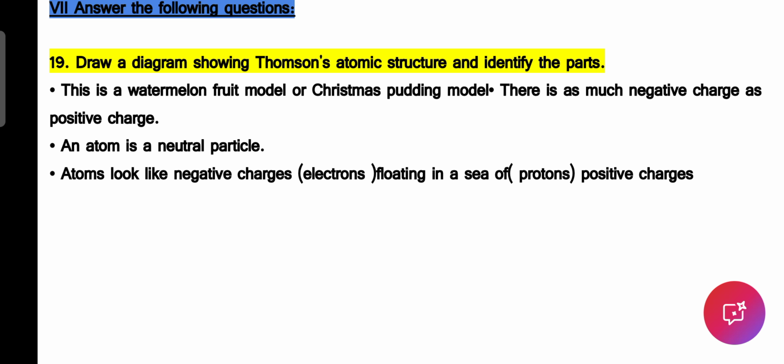There are negative charges which are equal to positive charges, and the atom is neutral because both are equal. Atoms look like negative charges floating in a sea of positive charges. So this is the plum pudding model. Just like how the dry raisins are seen in the cake, the electrons are seen in the positive charges. Now let us consider the next question.